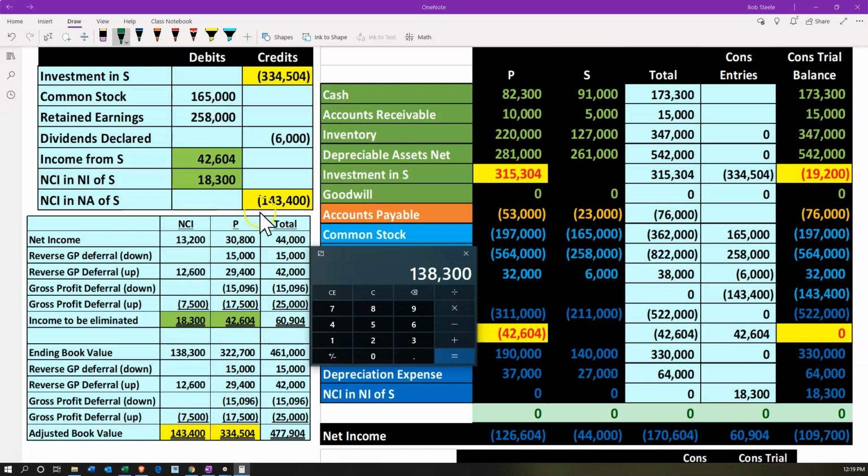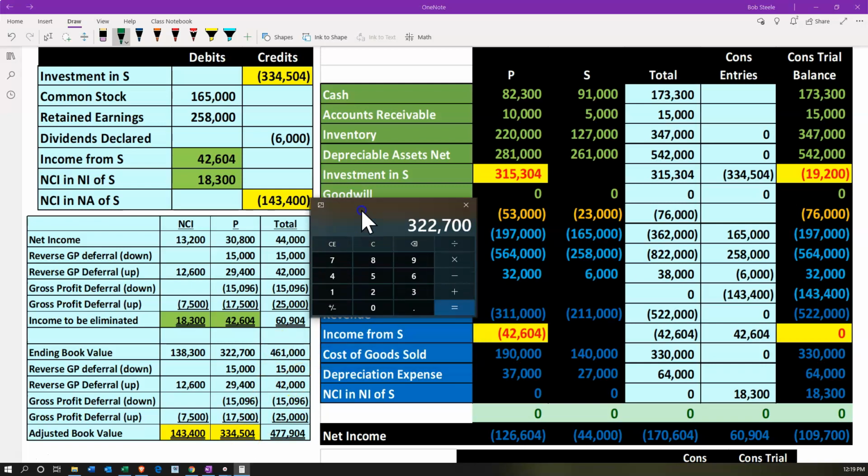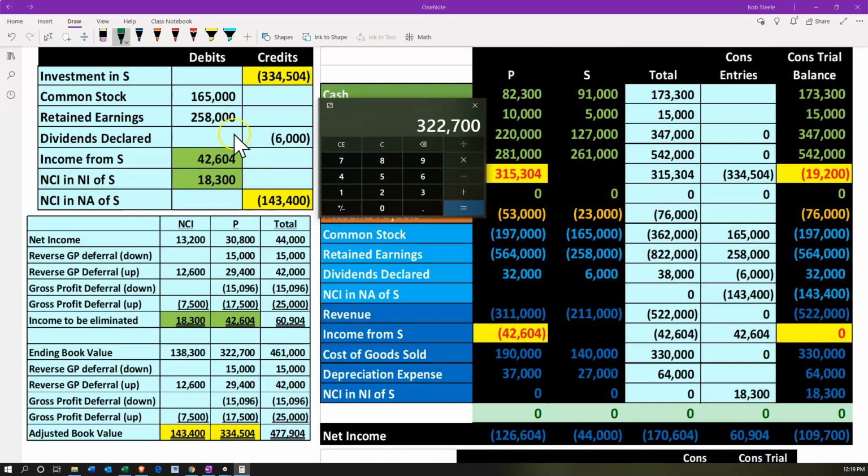So there's the 143, and then normally this investment would be that 461,000 times 0.7, the controlling interest. The 322.7 would normally go there, but now we changed it to the 334,405. So in other words, you can see how this first entry has been adjusted with our table there.